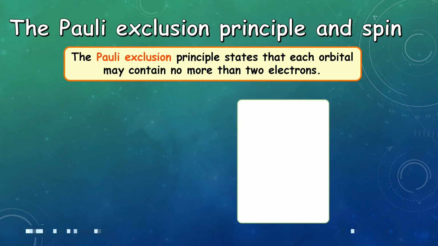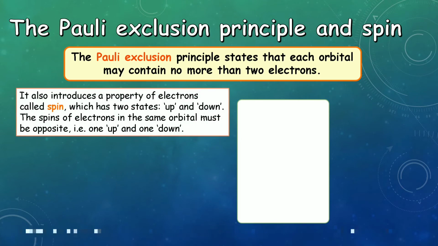Now, next is the Pauli exclusion principle and spin. This was proposed by Wolfgang Ernst Pauli, an Austrian theoretical physicist. According to his principle, each orbital may contain no more than 2 electrons. Nabanggit na kanina, di ba? Na sa isang orbital, ang maximum number niya ay 2 lang. Okay, hindi pwedeng lumagpas doon.